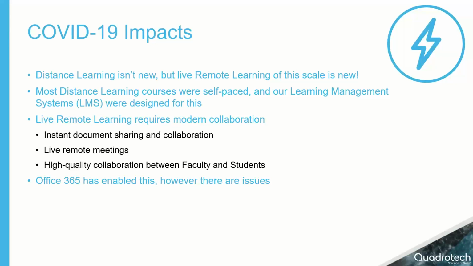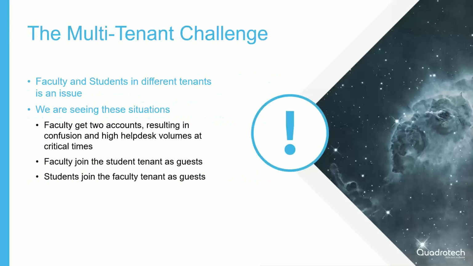Because of this, we've been able to adopt things like Microsoft Teams and other technology very, very quickly, but there really are some issues when we start looking at the multi-tenant environments that we're seeing today. So when we talk about the multi-tenant challenge, again, faculty and students are, in a lot of cases, on separate tenants because the collaboration is so much better when the students and faculty are together. This is causing a couple of things that we're seeing in a lot of these environments.